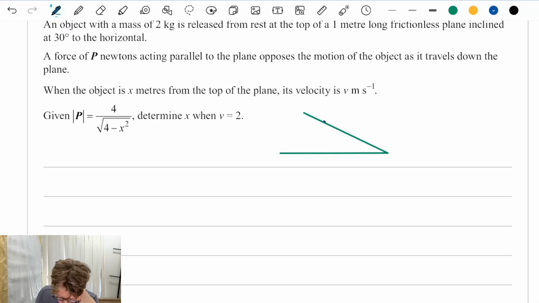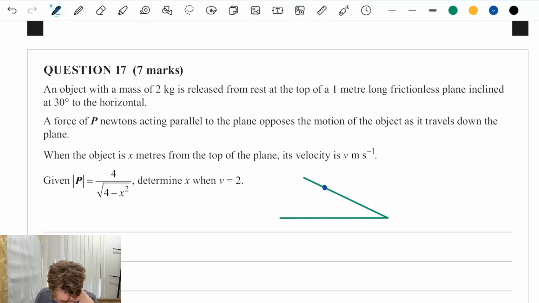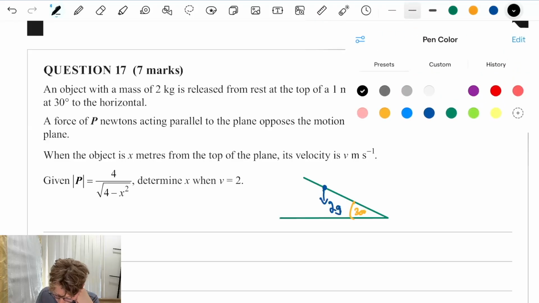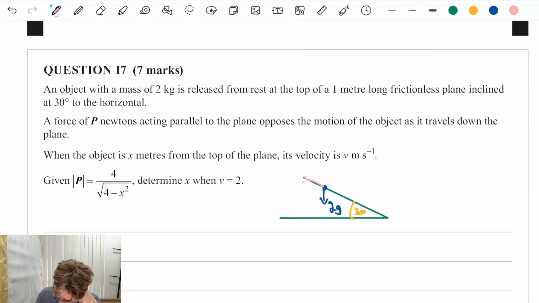I've got an object here. I know it weighs 2 kilograms, so I have a force going down this way of 2g, and I have an angle inside here of 30 degrees. I also have a force going back up against it. I'm going to use a different color. We're going to choose pink because why would we choose any other color? That's going to be P pushing back up this way. Okay, that's pretty much the diagram I need to consider.